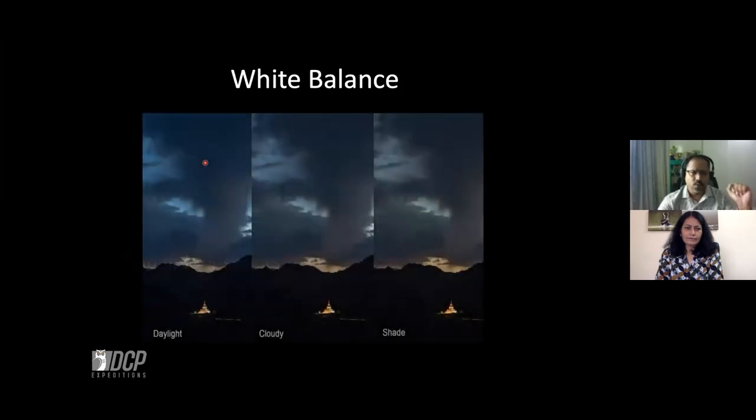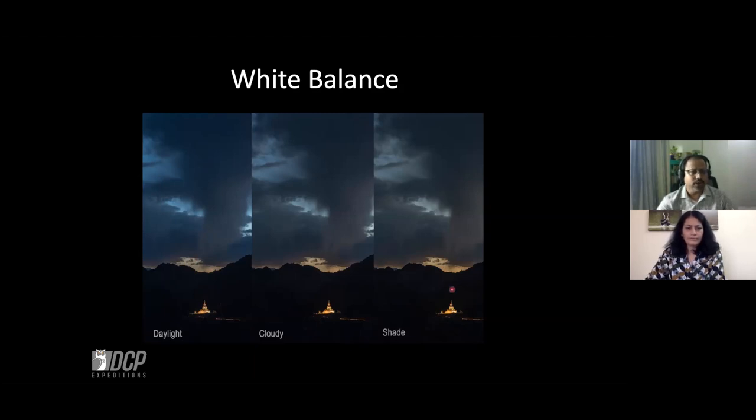I wanted to give you one example. Now, this image is shot in Ladakh. And this is the Shanti Stupa, which is shot from the opposite hill. And if you see, there's a beautiful sunset glow. The first image on the left, I shot with a daylight white balance. The second one, I put on cloudy. And the third one, I put on shade.